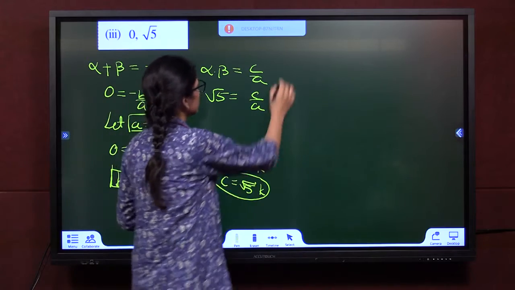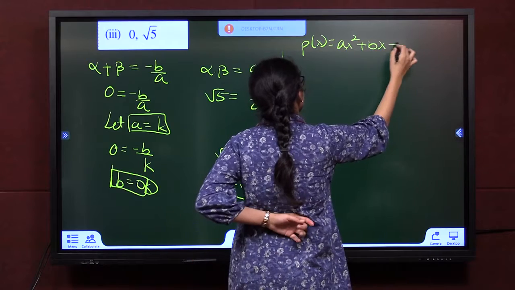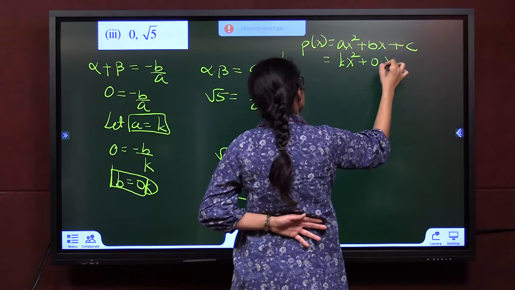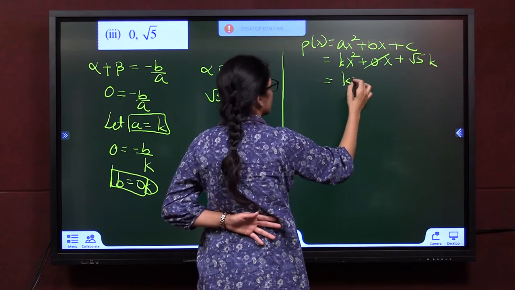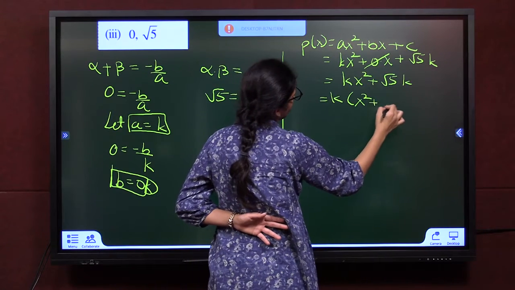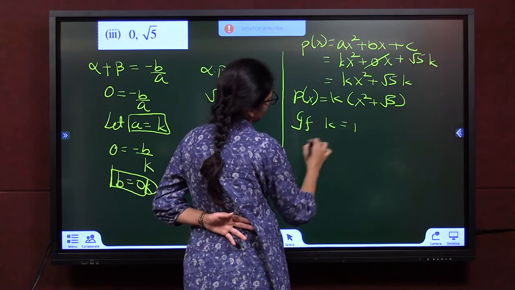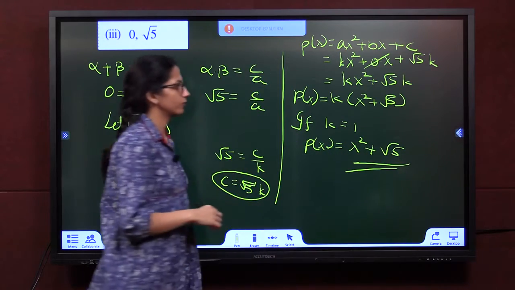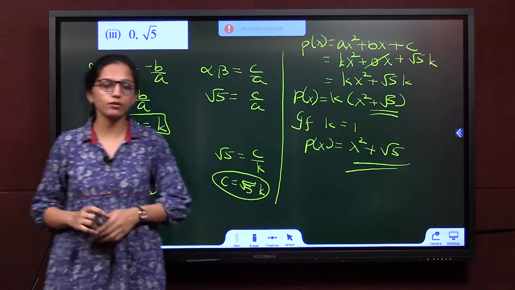Now let's begin with the equation. P of x is equal to ax square plus bx plus c. That is kx square plus 0 into x plus c, root 5k. This is going away. So then kx square plus root 5k. Take the k out: x square plus root 5. This is the general form of the equation. If k equals 1, then p of x is equal to x square plus root 5. This is when k equals 1. You put k equals 2, you'll get another equation. K equals 3, you'll get another equation.